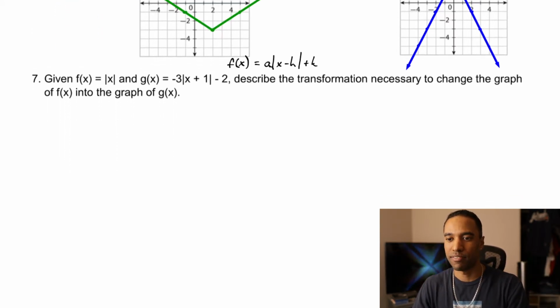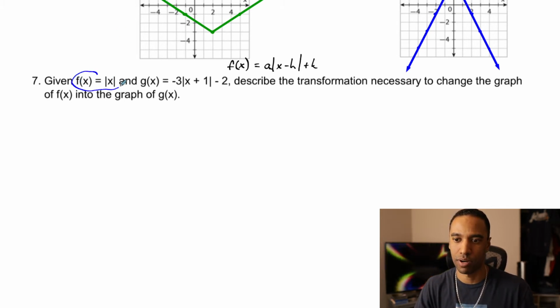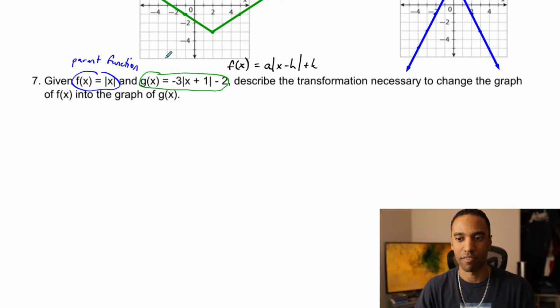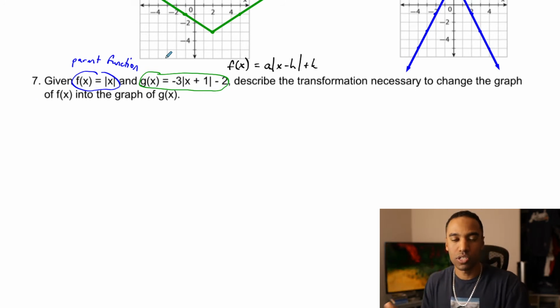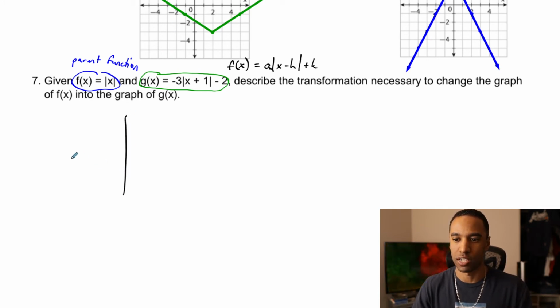All right, number 7, given f of x equals the absolute value of x, that is called a parent function right here. It's the most basic form of our absolute value function. Given the parent function and then this transformed function g of x right here, describe the transformation necessary to change the graph of f of x into the graph of g of x.